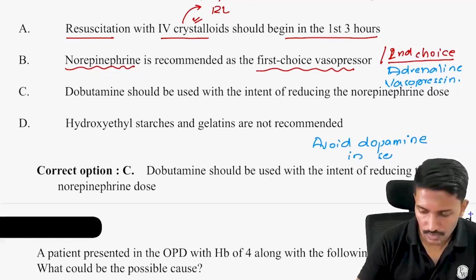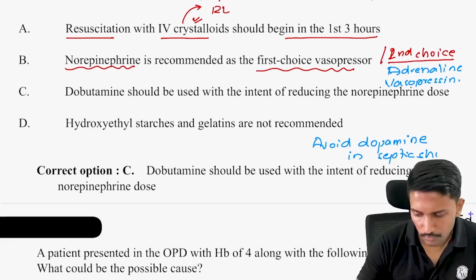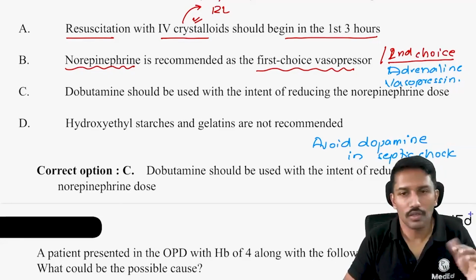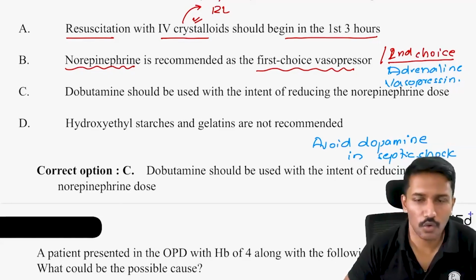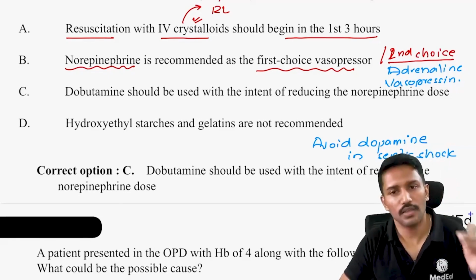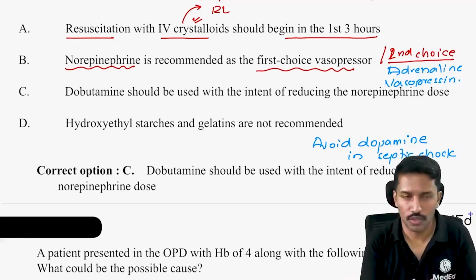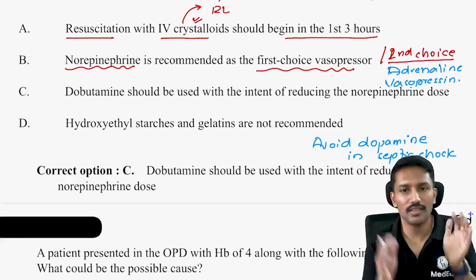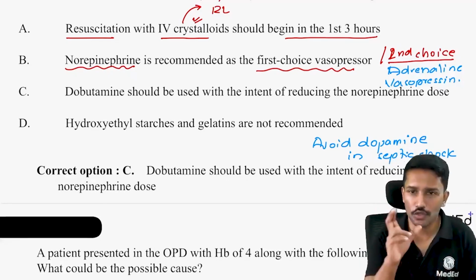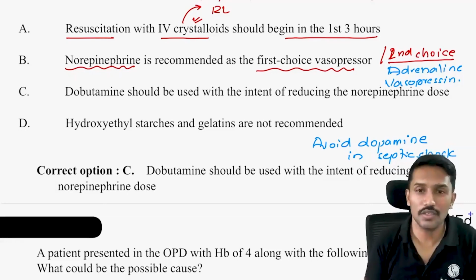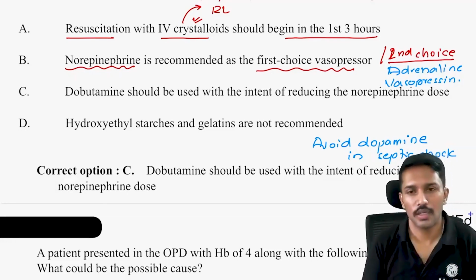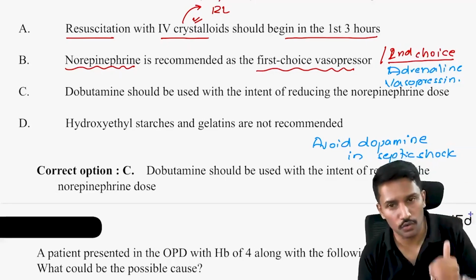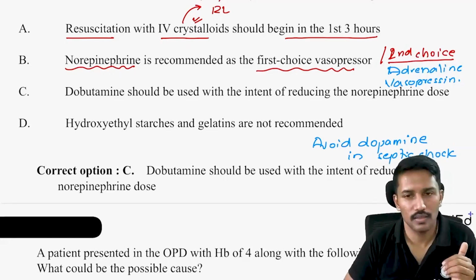The reason is dopamine is a very strong inotropic agent, but also a strong chronotropic agent. Now, what do I mean by chronotropy? Increasing the heart rate. Think about a patient who is in septic shock. His heart rate is already high, and because of the high heart rate, his diastole has become shortened. Because of the shortening of diastole, there is no sufficient time for the left ventricle to fill. So if the left ventricle is not filling well, obviously its ejection and stroke volume will also be less, right?